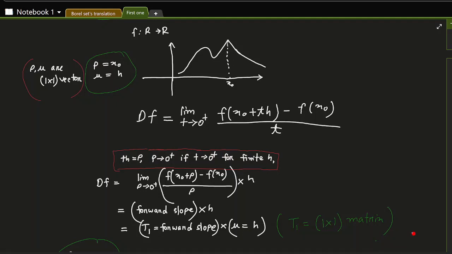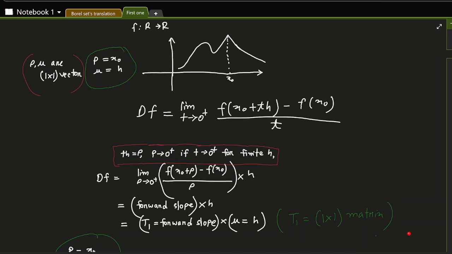We know that this function is not differentiable at this point, and we are going to prove it with the idea of derivative matrix. To find the directional derivative at the point P in the positive x direction, we take the limit, and after a fair change of variables, we end up with the forward slope multiplied by h, which essentially means that the T1, which we define to be the forward slope, multiplied by u, where the forward slope is the slope of this tangent line.